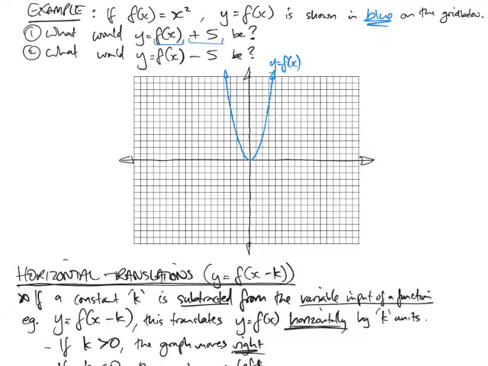So y is equal to f of x plus 5 is going to be this same graph, but because it's plus, you're adding 5 to it, it's going to be moved up by 5. So I'm going to draw this in red. It's going to be the same graph, but moved up by 1, 2, 3, 4, 5.